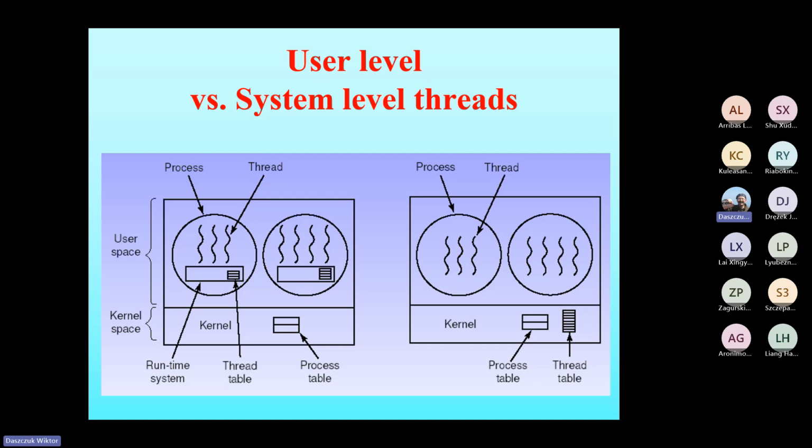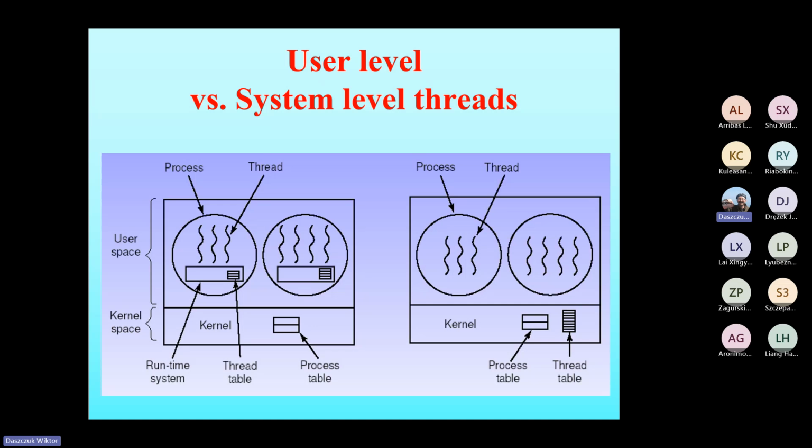The kernel, the operating system, does not know anything about those threads. The entity that the system knows is a process, and it allocates processors to processes, not to the threads. The process is split into threads internally without knowledge of the operating system.